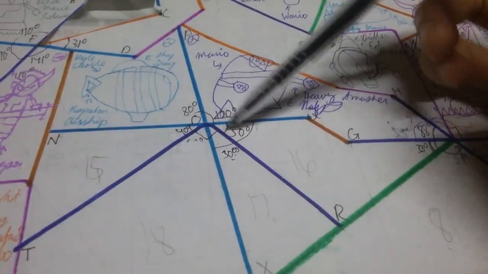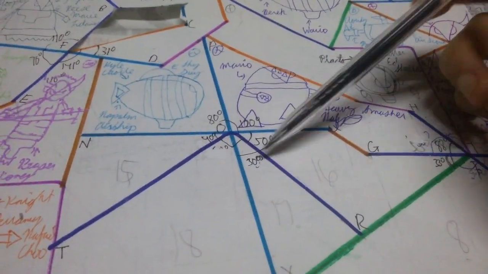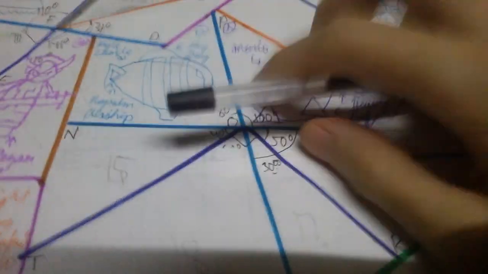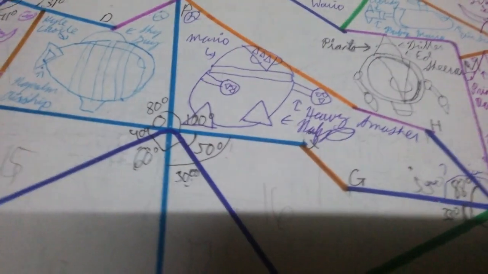Even this one as well. Diba? Just add everything that's given. 50 plus 30 is 80. Plus 40 is 120. So either way works. Tama? So ito yung measure namin.